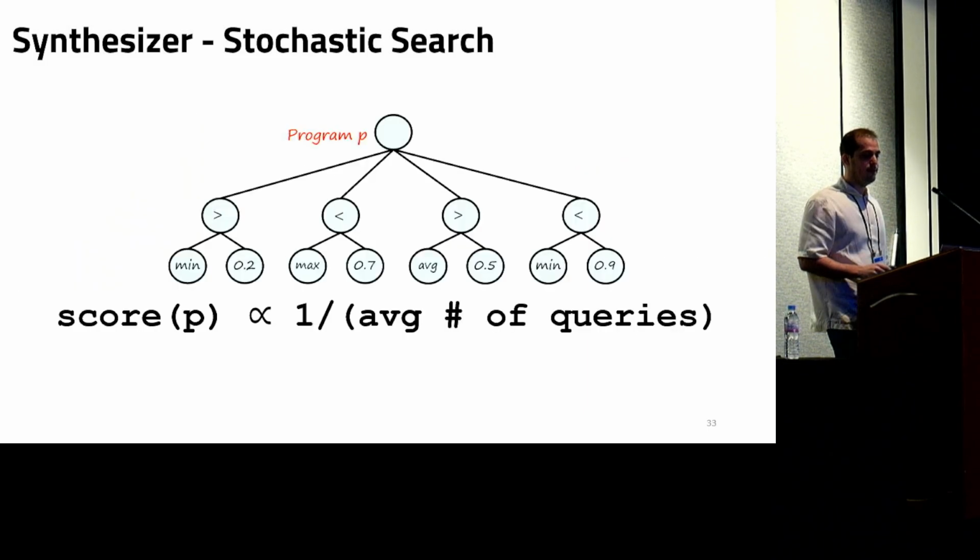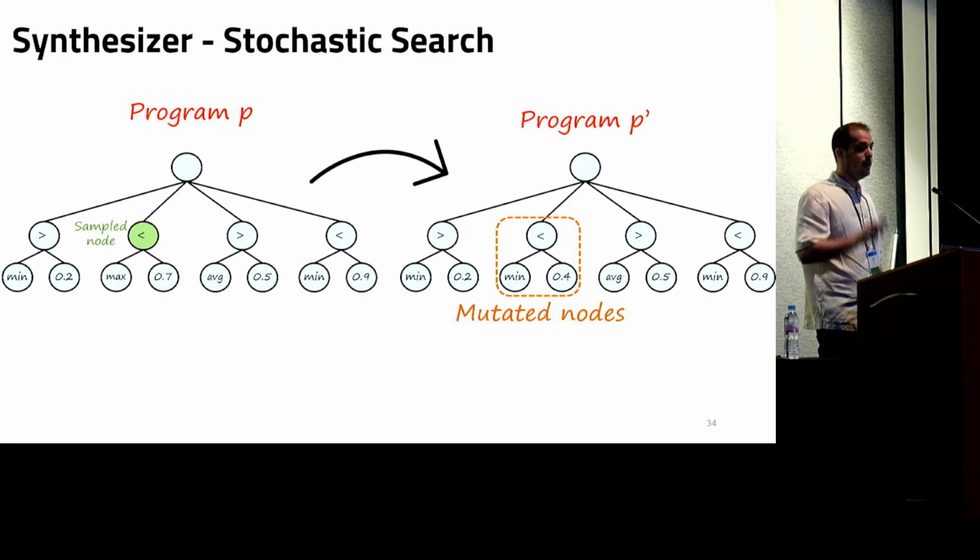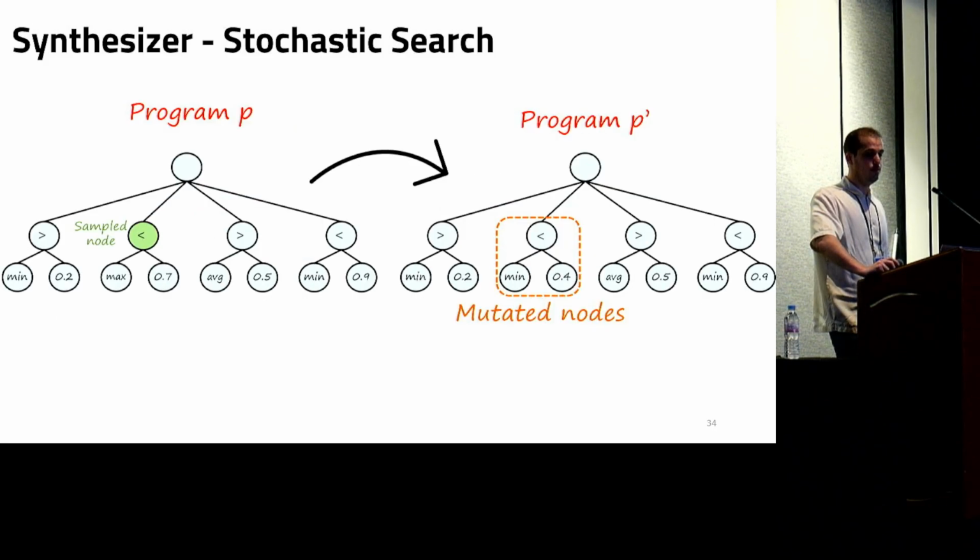We start by evaluating the score of the initial program. This score is inversely proportional to the average number of queries needed in order to achieve the successful 1-pixel attacks on the training sets that I mentioned earlier. Next, our search algorithm selects a random node in the program's AST and mutates its subtree. This mutation replaces each node with an element of the same type, and therefore constructs only trees corresponding to well-typed programs.